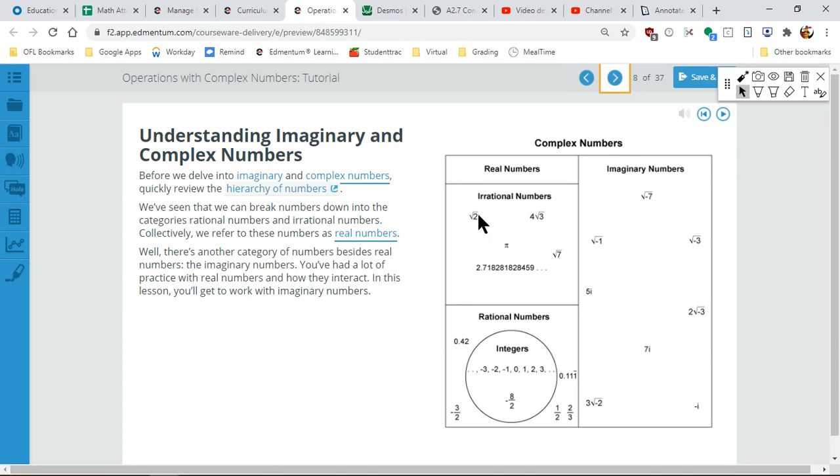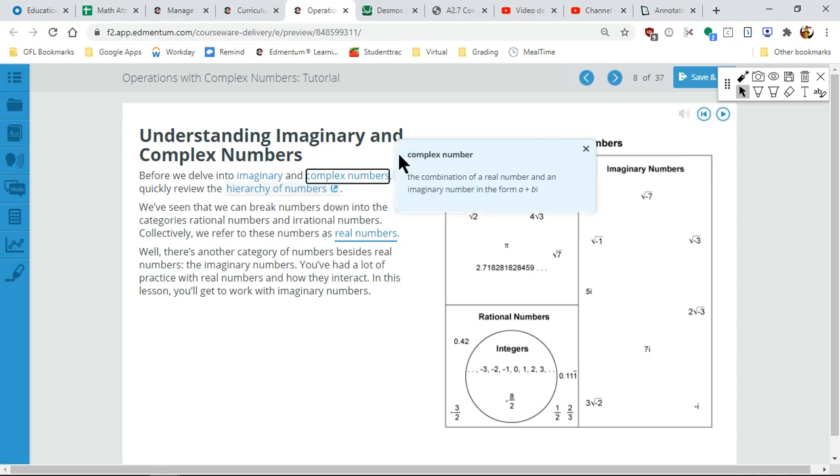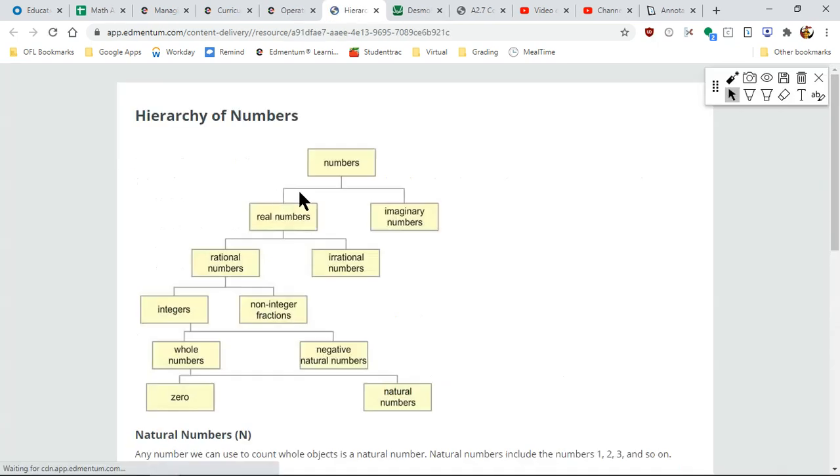All right, so irrational numbers go on forever. Imaginary numbers are these. They're i's and negative roots. Negative roots are imaginary numbers. That's the whole basis for it. Complex numbers have both. It's a combination of a real and an imaginary.